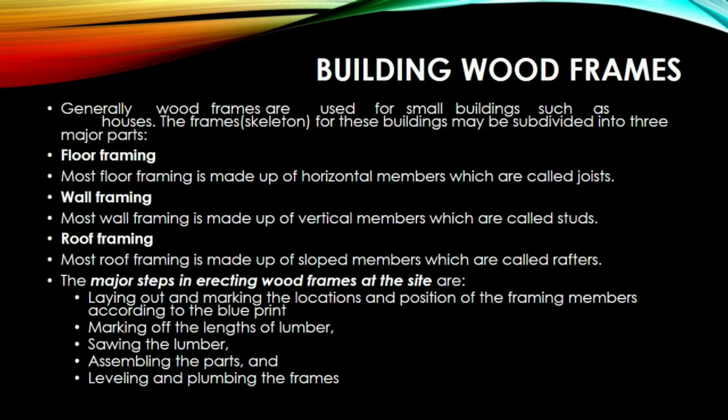Building wood frames. Generally, wood frames are used for small buildings such as houses. The frames for these buildings may be subdivided into 3 major parts. The first is floor framing. Most floor framing is made up of the horizontal members, which are called joists. The next is wall framing. Most wall framing is made up of vertical members, which are called studs. The last is the roof framing. Most roof framing is made up of sloped members, which are called rafters.